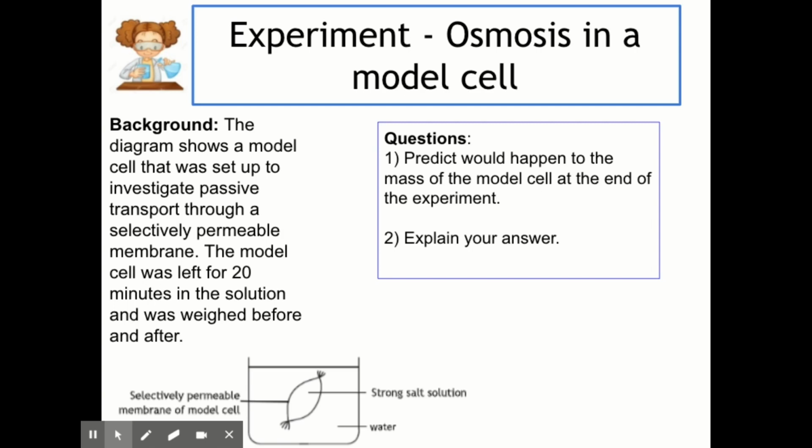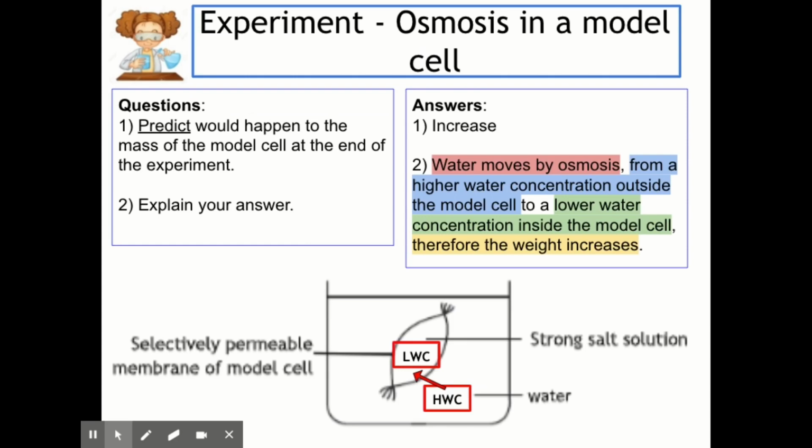strong salt solution. The 2 questions that you'll commonly get asked for this type of experiment would be to predict what would happen to the mass of the model cell at the end of the experiment. So what would it weigh, because they've weighed it before, they've weighed it after, and explain your answer. So these are really, really common types of questions for this experiment, or for ones that are similar as well. So here we're looking at osmosis, so the movement of water. So the first question is asking us to predict.